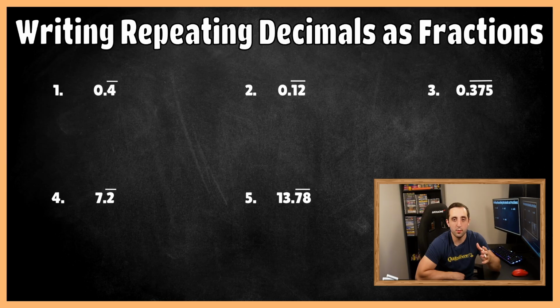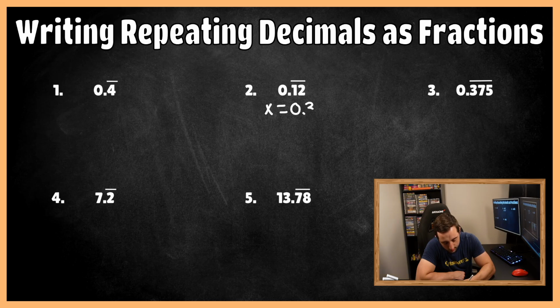This time around, it's 3 numbers repeating, but the process doesn't change at all. So let's go ahead and make our 2 equations. This is going to take up a little bit more space, so I'm just going to use as much space as possible just because I don't want it to interfere with my webcam at all. So we have x equals 0.375375 dot dot dot. And then we're going to multiply both sides of our equation by 1,000 this time for 3 numbers repeating.